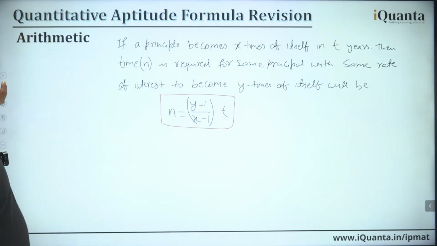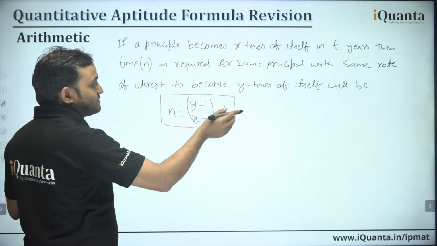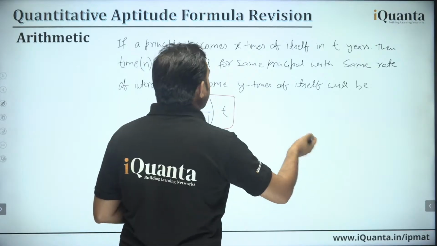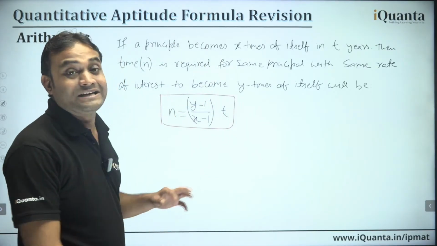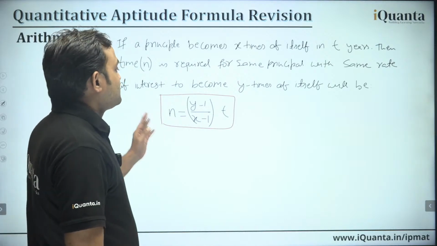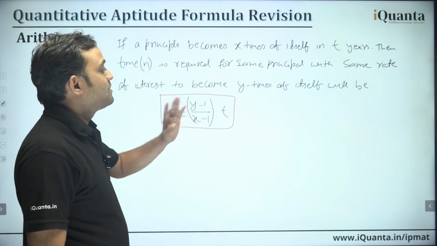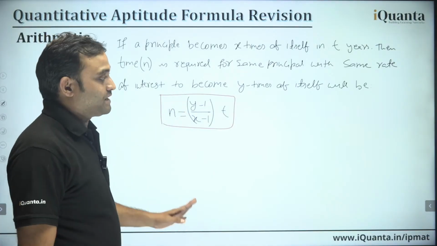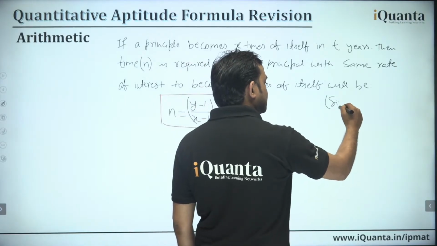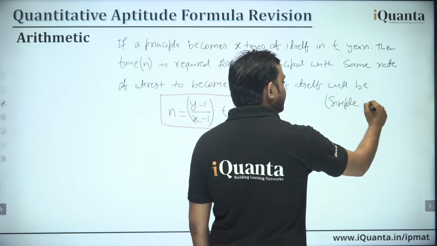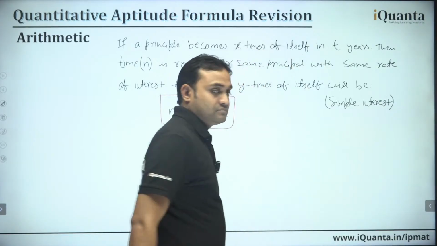Now, this is simple interest, okay. If a principal becomes x times of itself in t years, then with the same rate of interest to become y times of itself will be... Now this in context of simple interest, you can use this formula, okay.